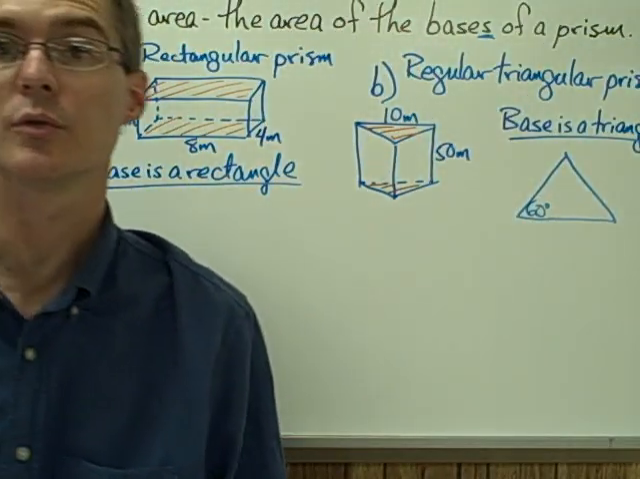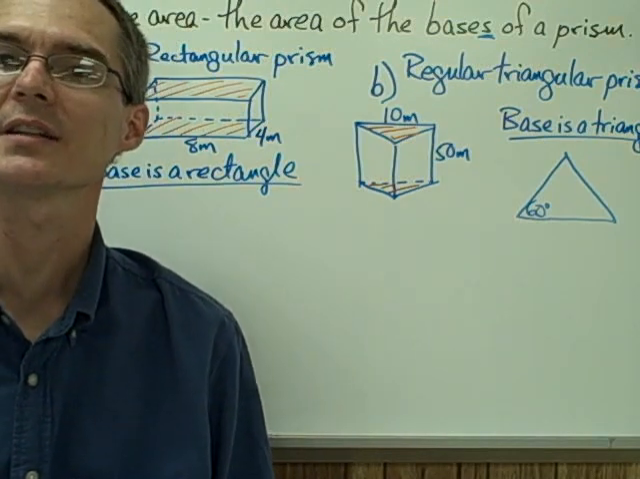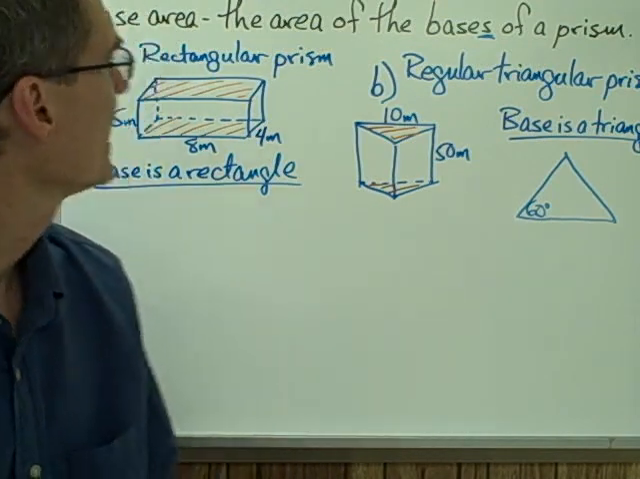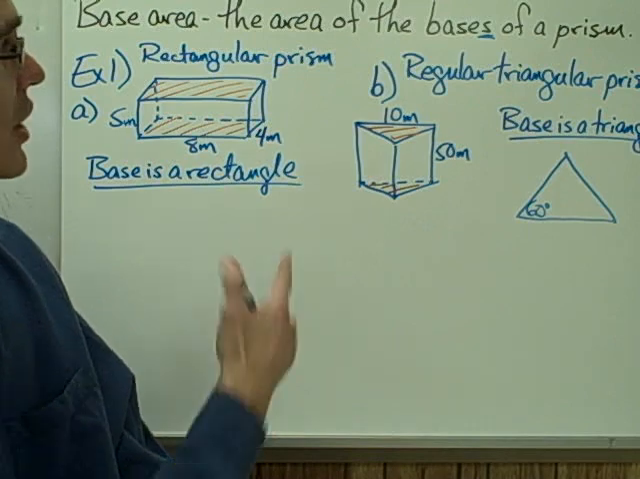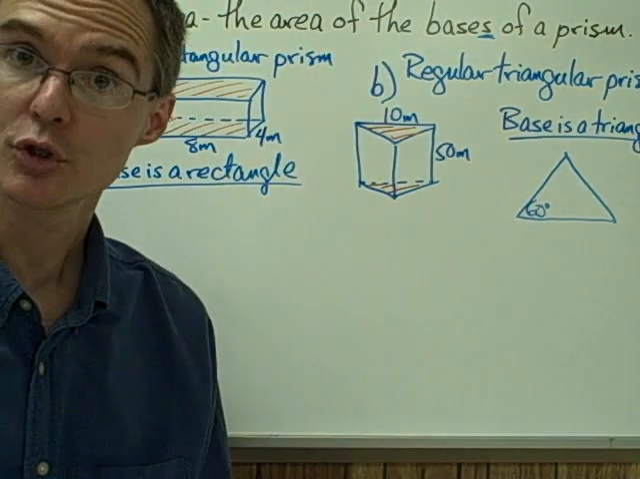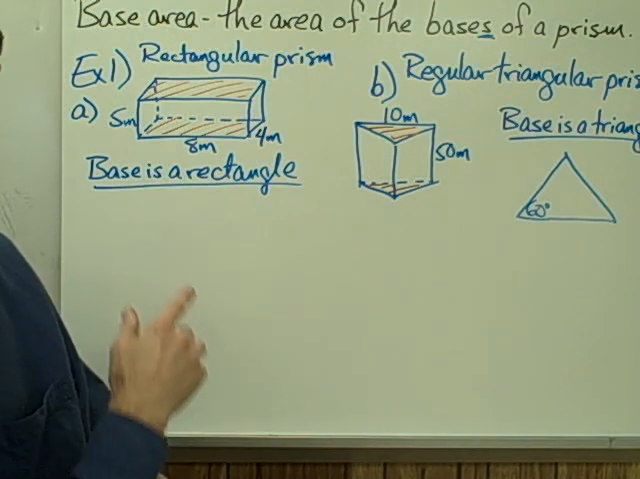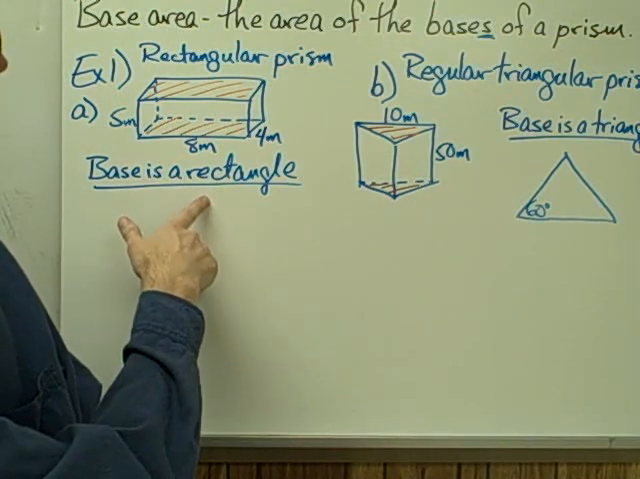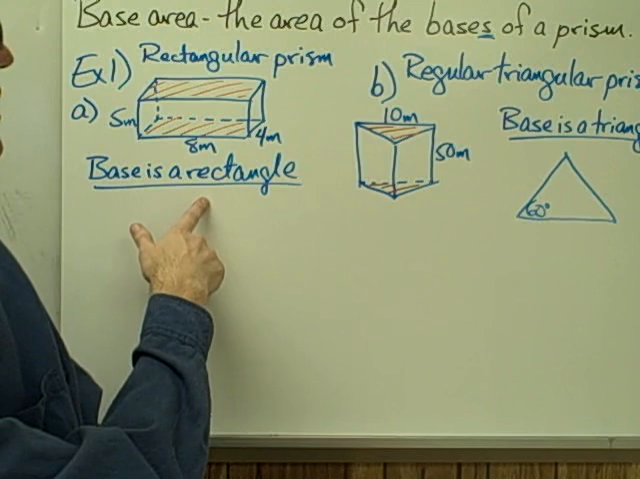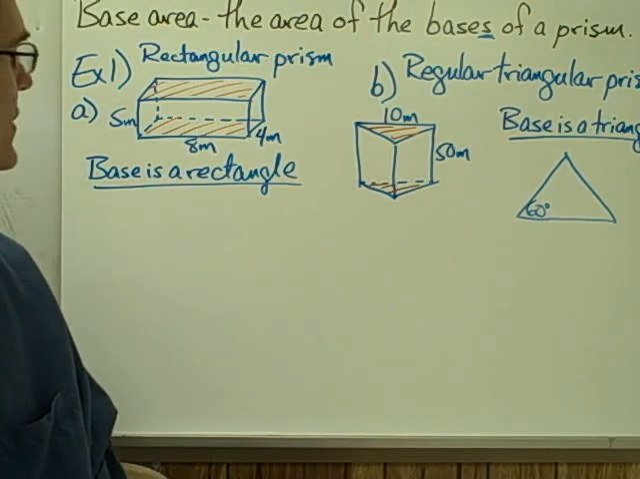Now, the first thing we're going to do with our prisms is we're going to calculate their base area. Now, the base area of a prism is just the area of the two bases of a prism. So let's look at a few examples.